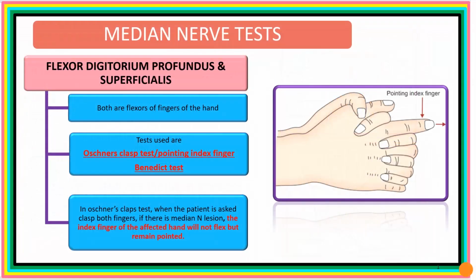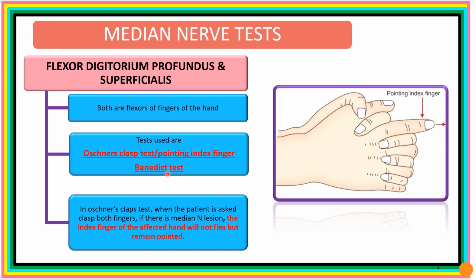In this section, we will consider all the various tests that are used to assess the various muscles that could be affected in median nerve palsy. We'll start with a test for flexor functions of the flexor digitorum superficialis and profundus. We have two tests. The first one is the Ochsner's clasp test, and then the second one is also called the Benedict test. We will start with the Ochsner's clasp test.